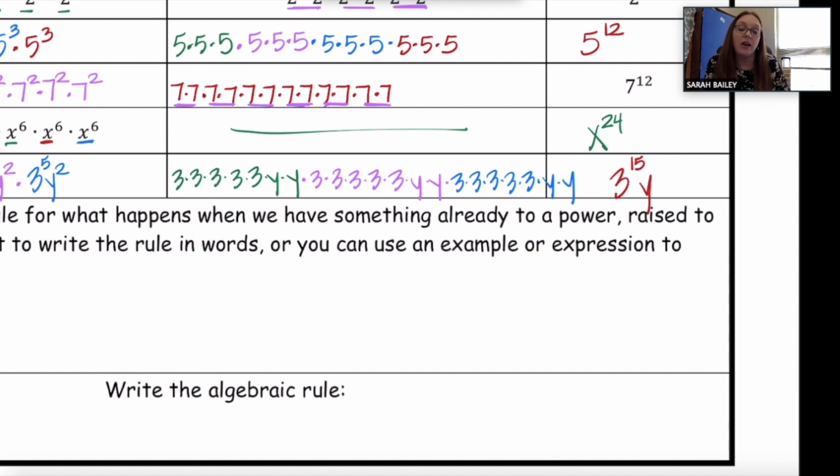And how many y's do I have? 3 groups again, but each one has 2 y's in there. So that would be 6 y's. So 3 to the 15th, y to the 6th.